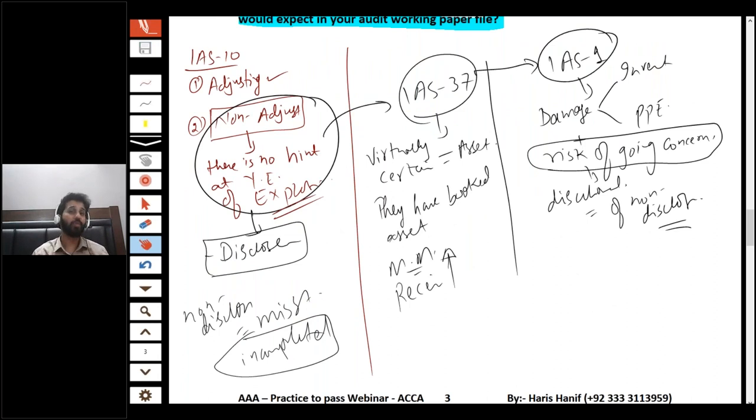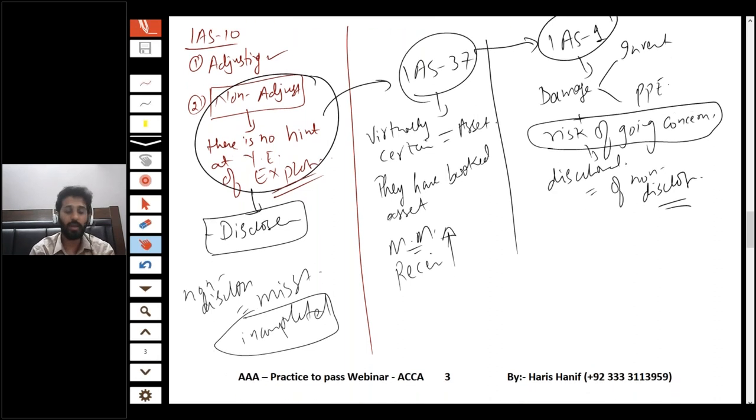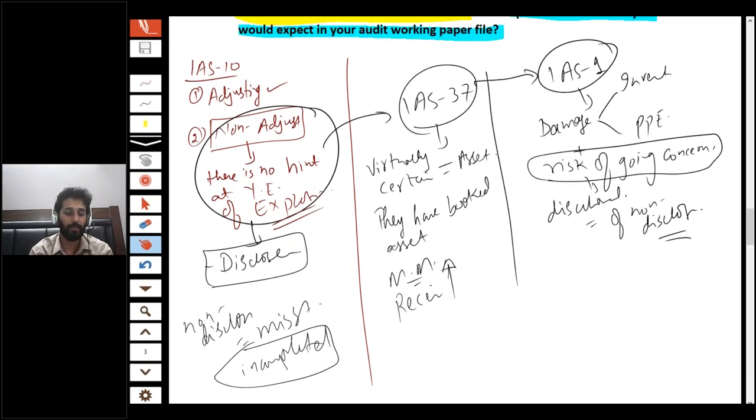And what evidence will you expect? That is a separate story. All right, so let's now come on to commenting on the matters. I hope that you have noted it down, or at least clicked a picture.